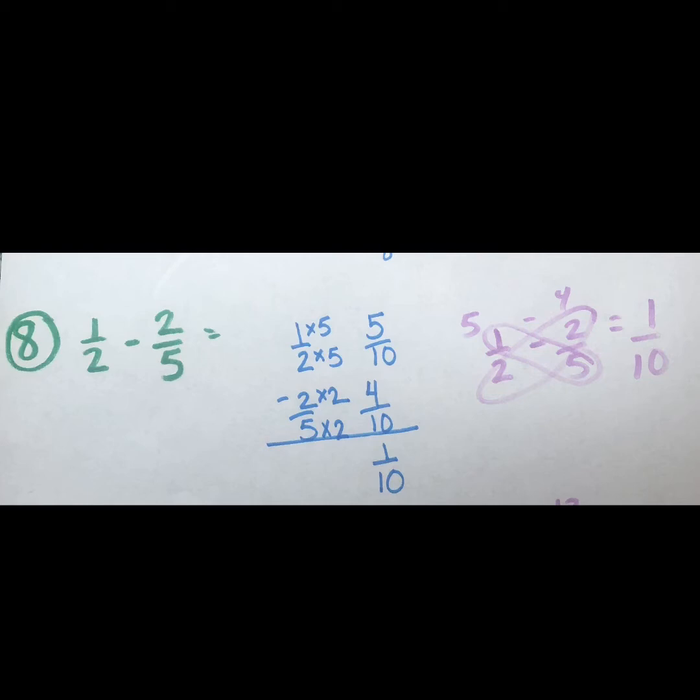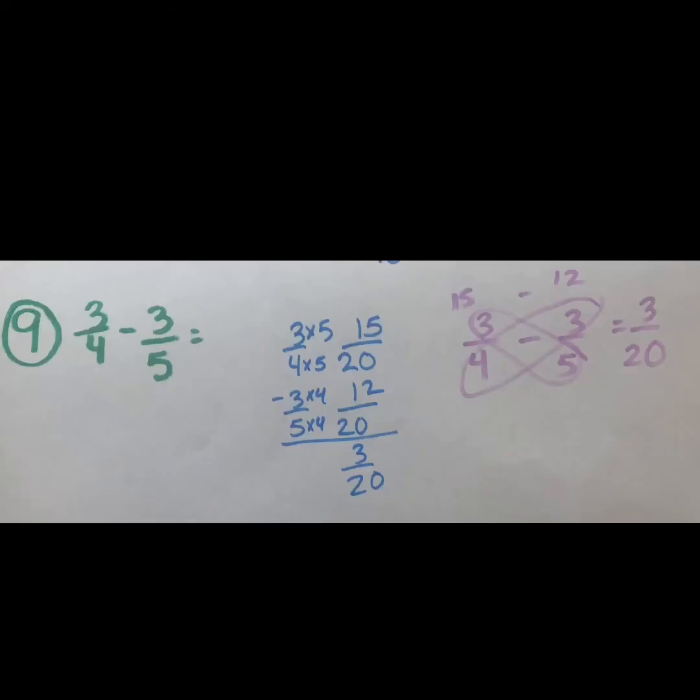Both of those are already in simplest form. Okay, number 9, you have 3/4 minus 3/5. They both go into 20. So 3 times 5 is 15. And 4 times 3 is 12. So 15/20 minus 12/20 equals 3/20. No common factor besides 1.